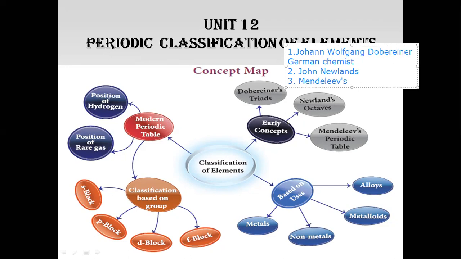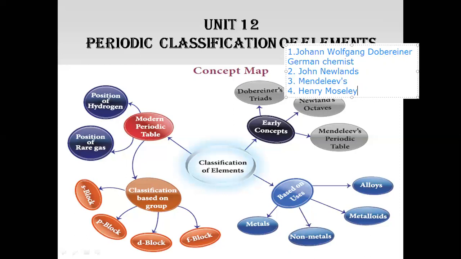The last one is the modern periodic table. Currently, we use the modern periodic table. This table was laid by Henry Moseley. The modern periodic table was laid by Henry Moseley.